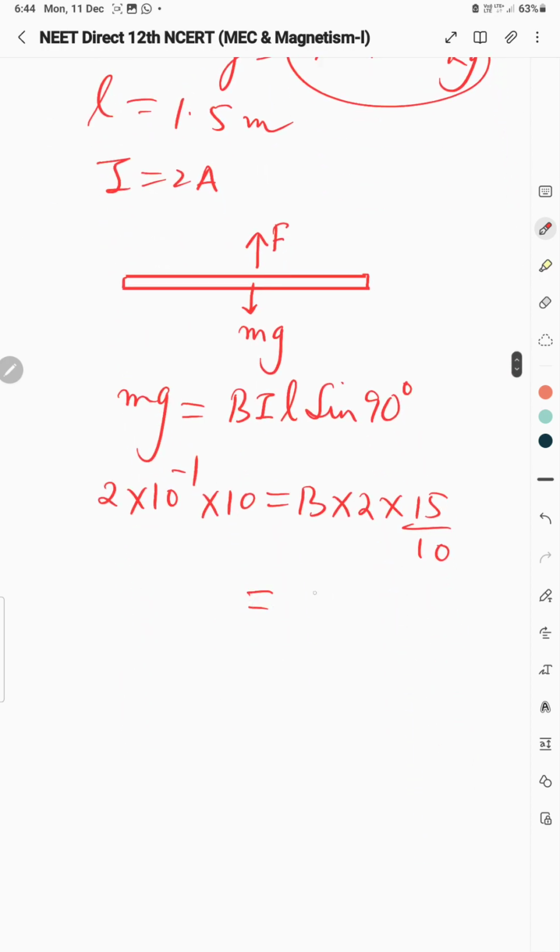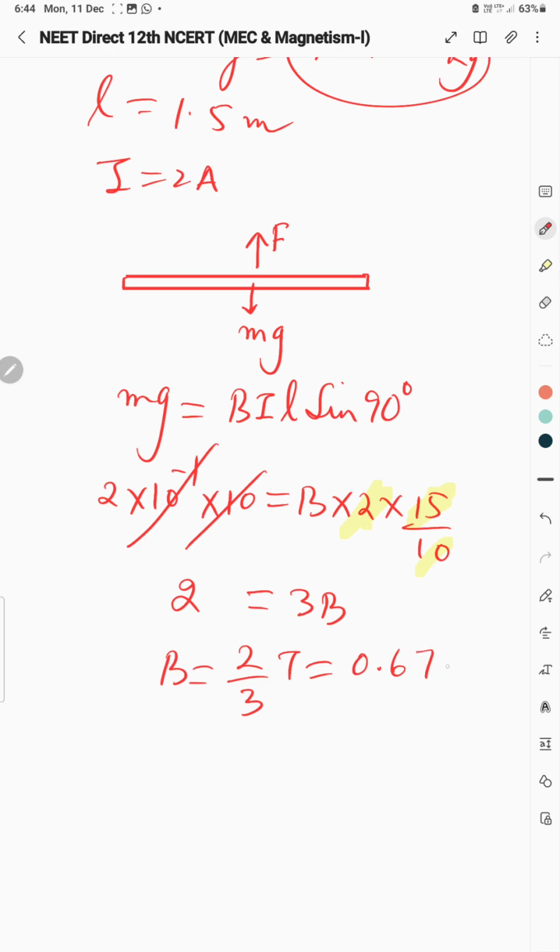You see, it is 3B here, right? Because 30 by 10 is 3. And on the left side, these two get cancelled. It's 2. It is therefore 2 by 3 Tesla, 0.67 Tesla. This should be the answer to this problem.